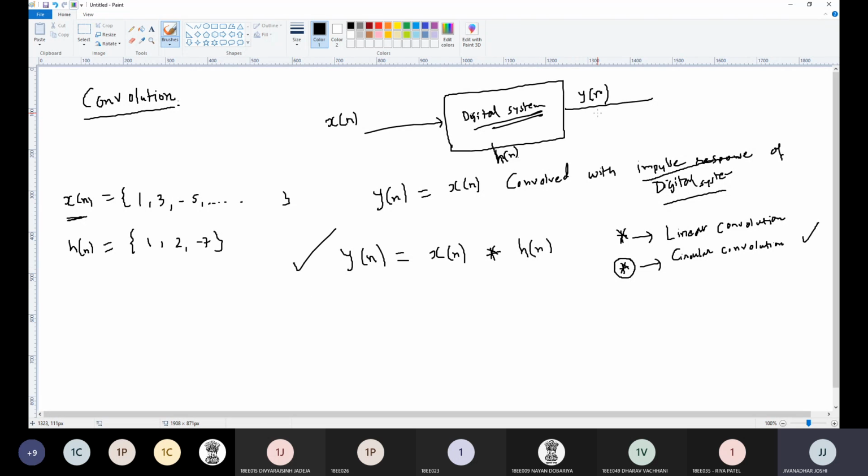So if output is denoted by Y of n, if input is given by X of n, if impulse response is given by H of n, then output can be written as Y of n equal to X of n convolved with the impulse response of the system H of n, meaning X of n star H of n. Okay, so this is like a statement and we need to prove it, we need to understand it. So let's try to understand it.